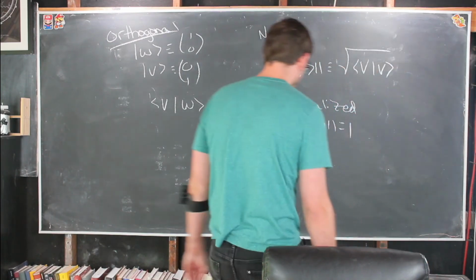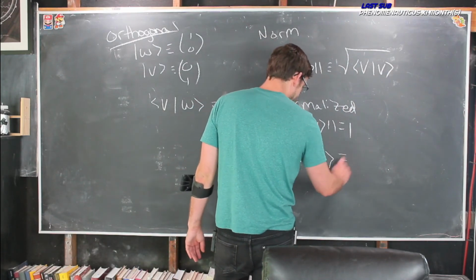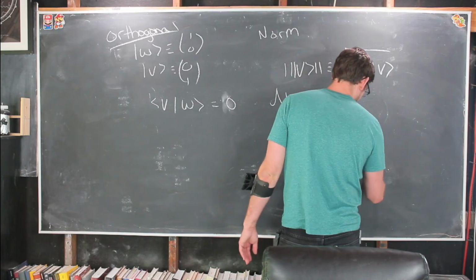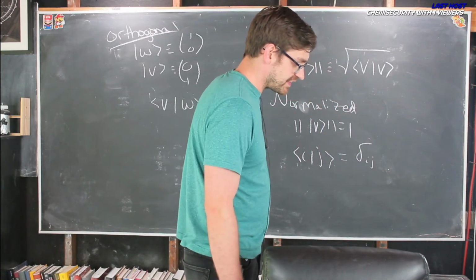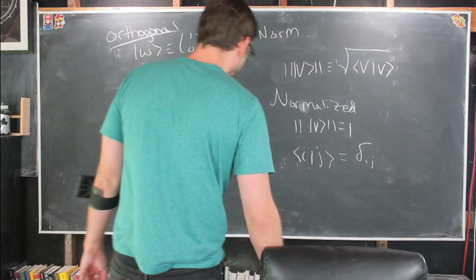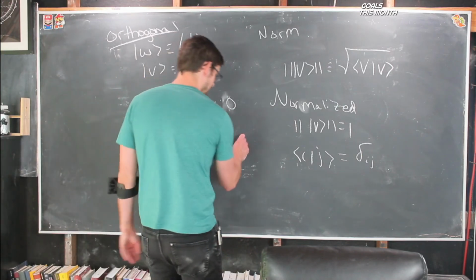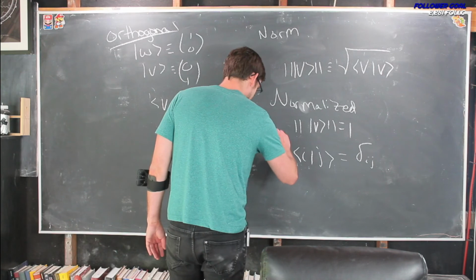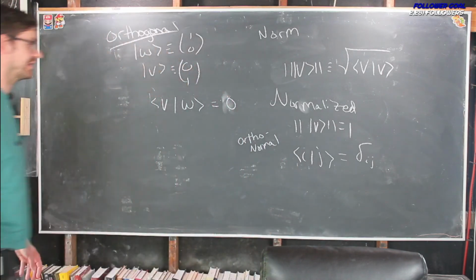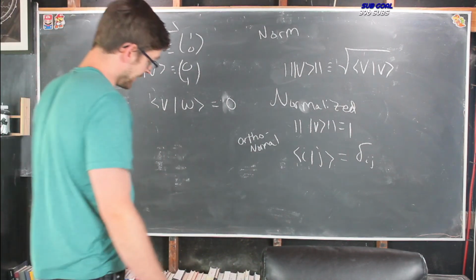Another way of writing it mathematically would be, if we had a bunch of vectors, they would be normalized if the following was true. The set of vectors is orthonormal if the inner product is equal to 1 when the vectors are the same, and 0 if they are not the same. Okay?